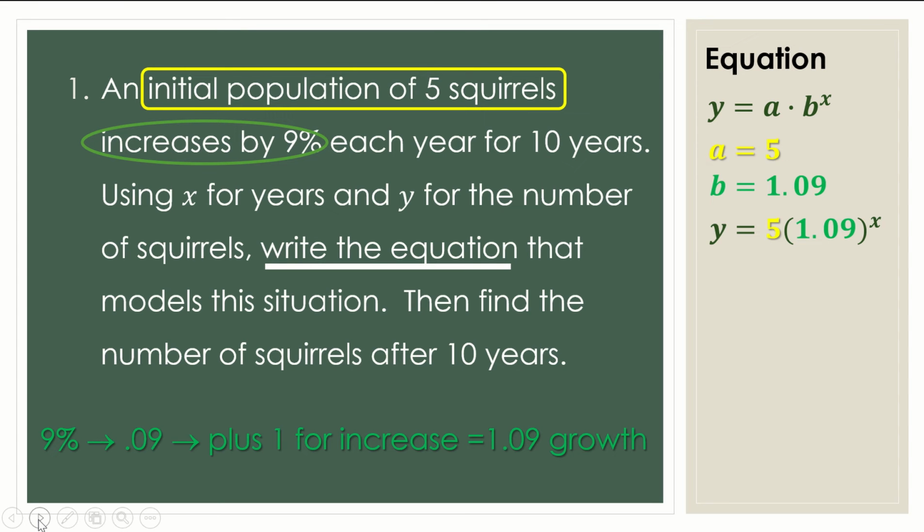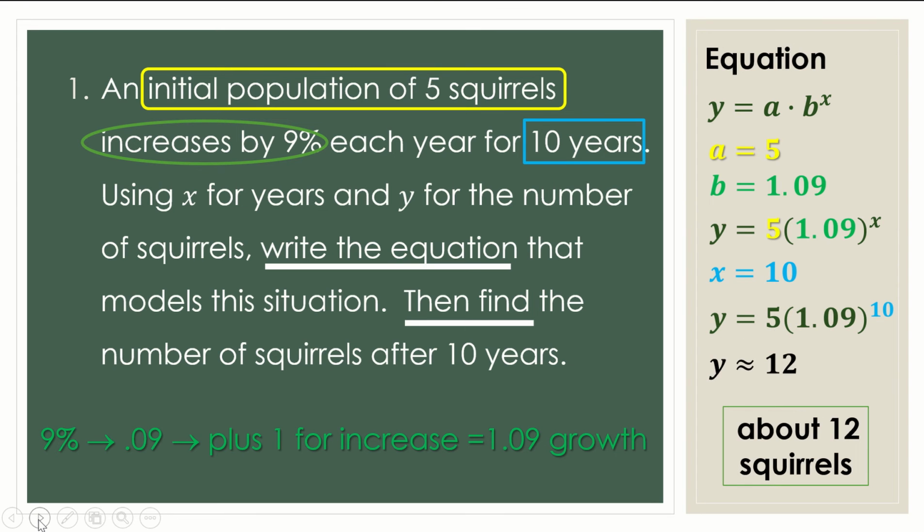So y equals 5, the initial amount, times the growth rate of 1.09 raised to the x, time in years, can represent this situation. The last sentence reads, then find the number of squirrels after 10 years. So now we know the value of x is 10. We want to know what the population of the squirrels will be in 10 years. So we simply substitute 10 in place of x to find that in 10 years, there'll be approximately 12 squirrels.